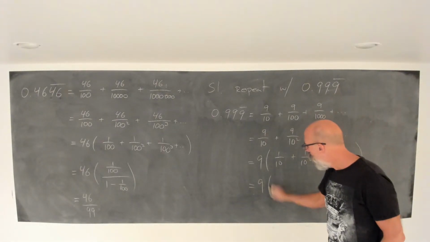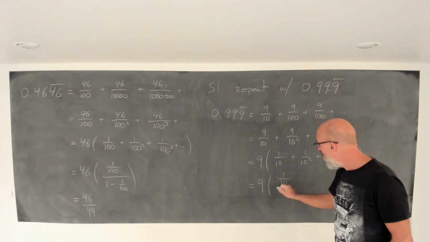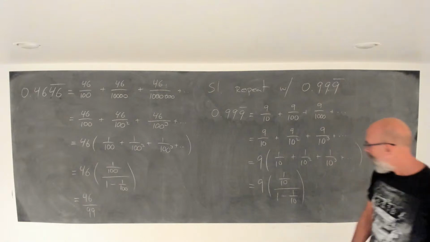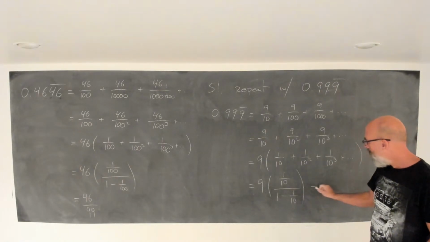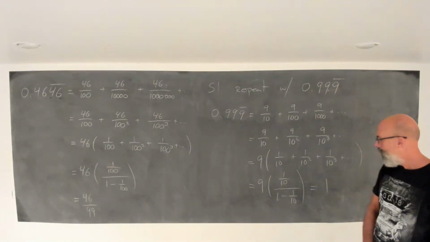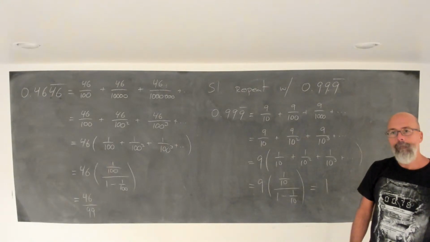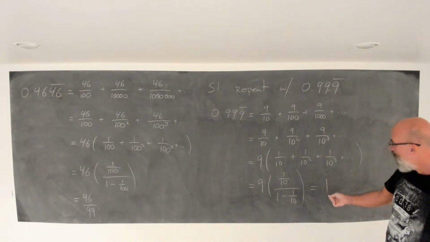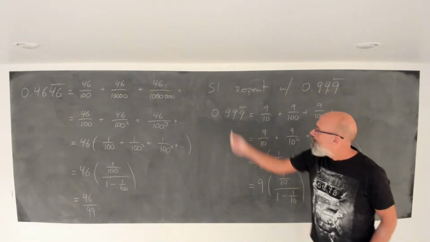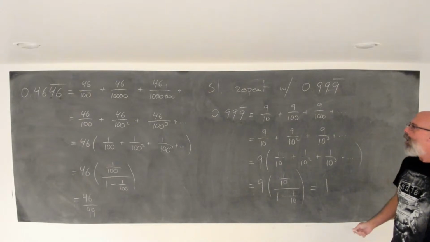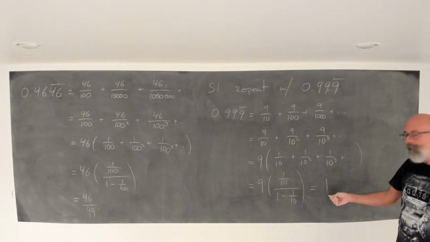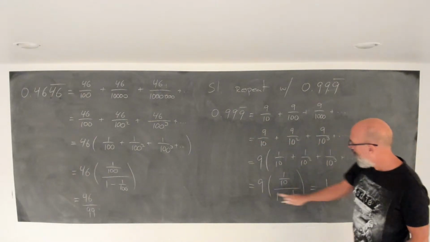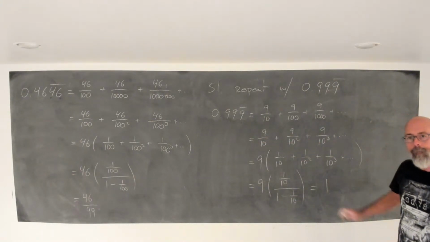What does it converge to? First term over 1 minus 1 over 10, which is 1. Which is 1. The number 0.99999, where the 9 repeats, is equal to 1.